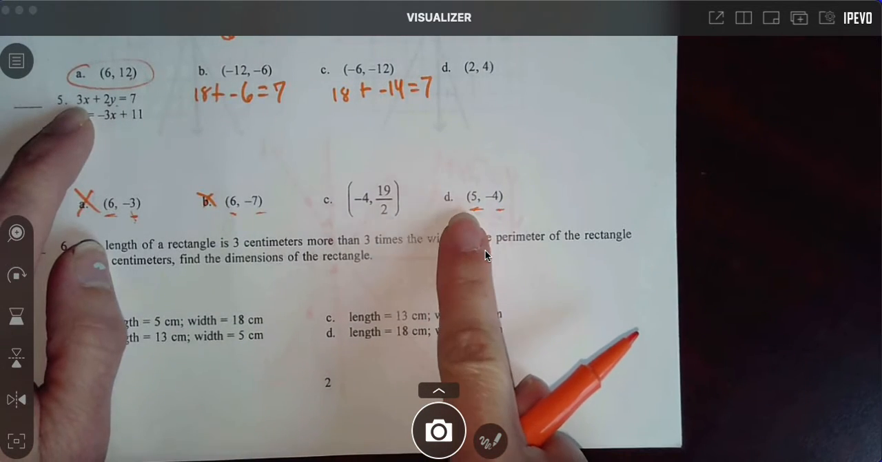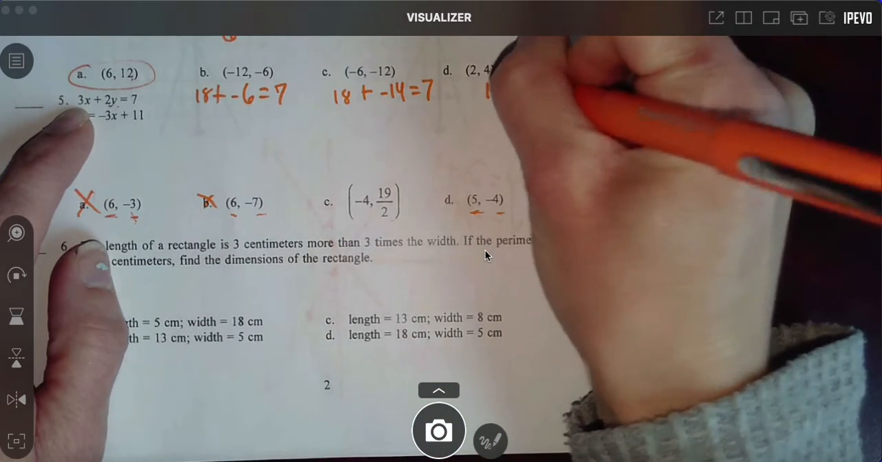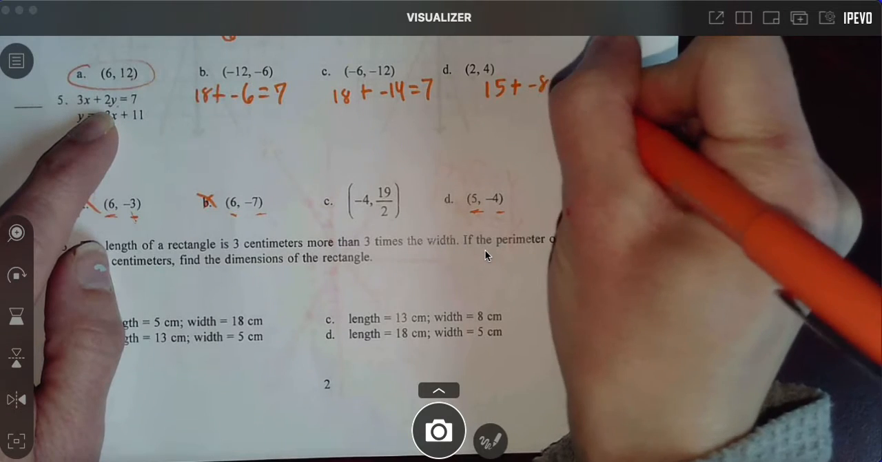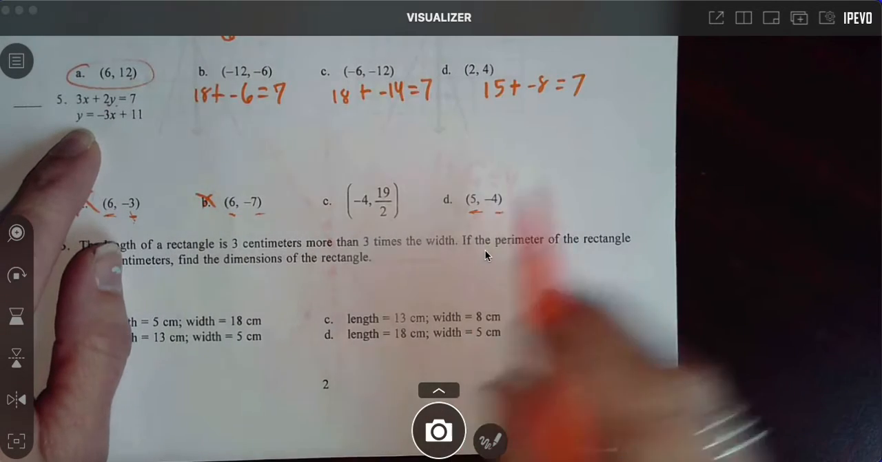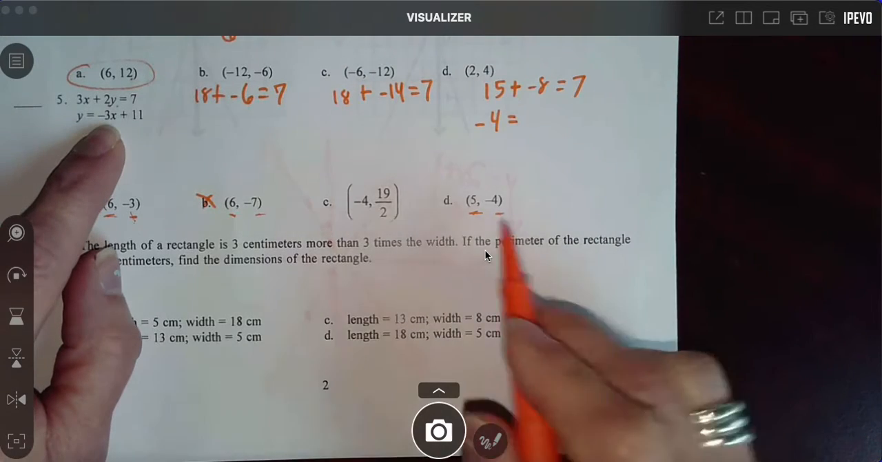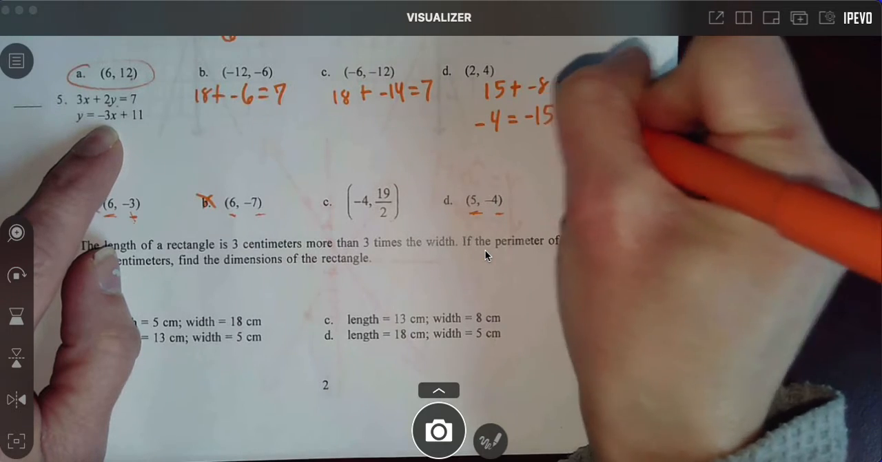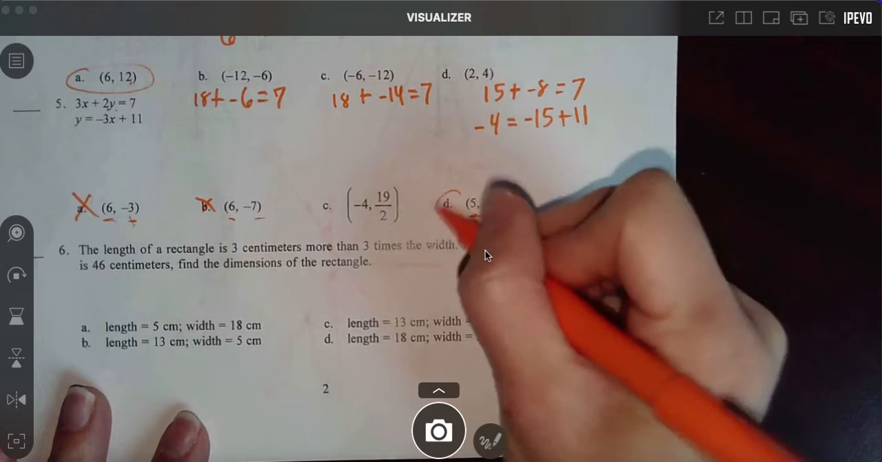Okay, 3 times 5 is what? 15. Plus, what's 2 times negative 4? And does that equal 7? Yes, but we still need to check the other equation. It has to answer both. So instead of y, I'll plug in negative 4. Equals, what's negative 3 times 5? Negative 15 plus 11. And is that true? Yes. So that one is your answer.